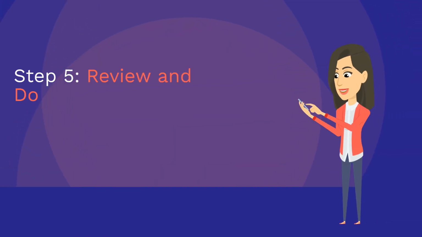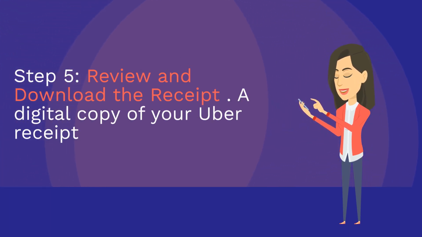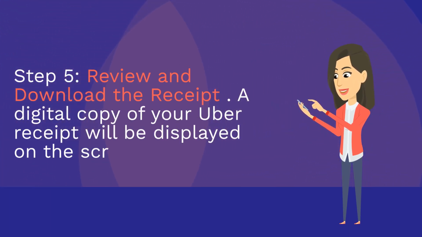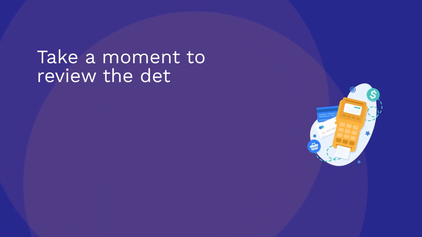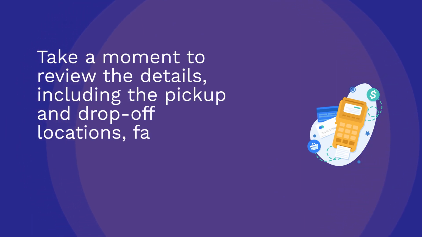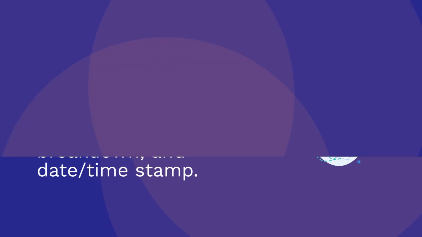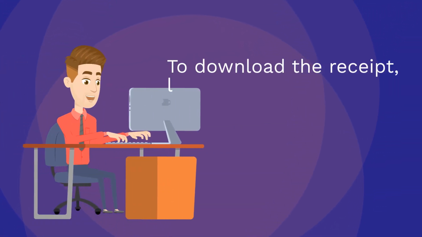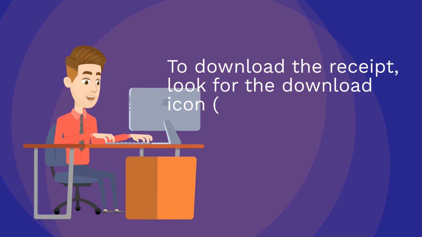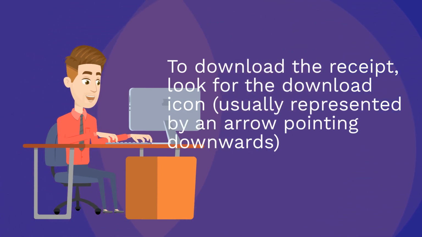Step 5. Review and download the receipt. A digital copy of your Uber receipt will be displayed on the screen. Take a moment to review the details, including the pickup and drop-off locations, fare breakdown, and date/timestamp. To download the receipt, look for the download icon, usually represented by an arrow pointing downwards, and tap on it.